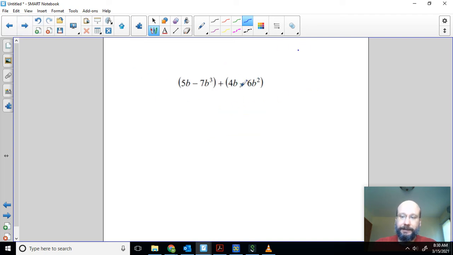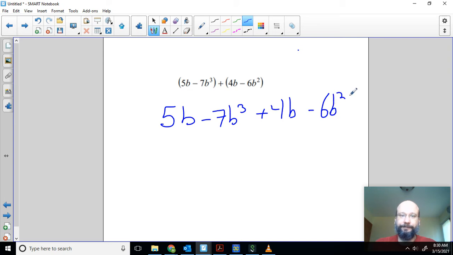So these are the easiest. When there's no negative, we can just treat it like the parentheses are not there. So it could be 5b minus 7b cubed plus 4b minus 6b squared. And I add the like terms. I have a b with an imaginary exponent of 1. So this one and this one are like terms.